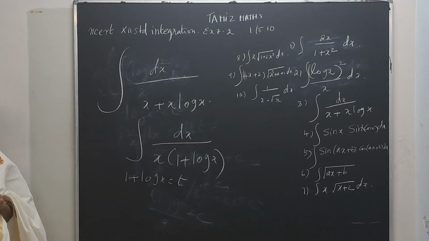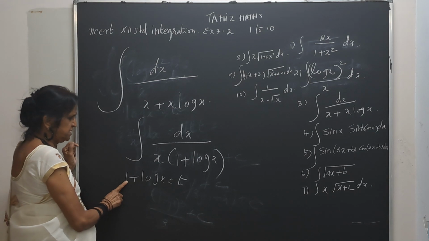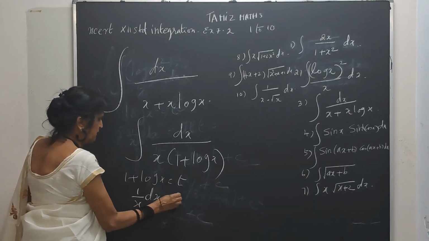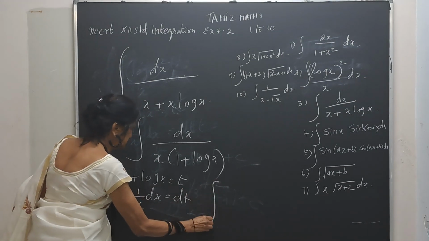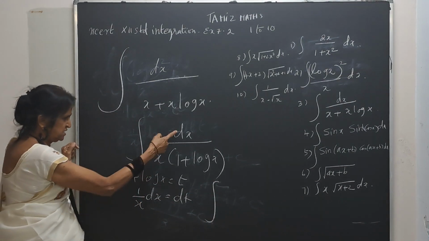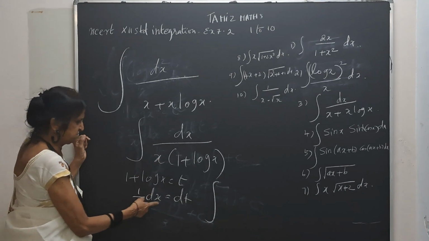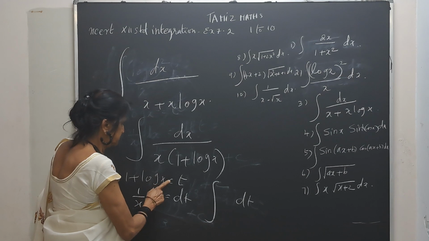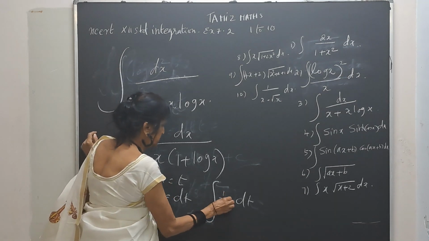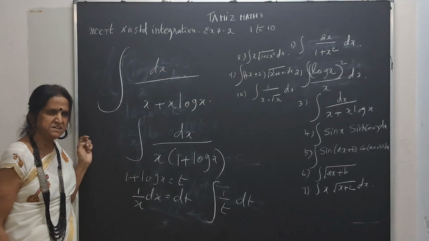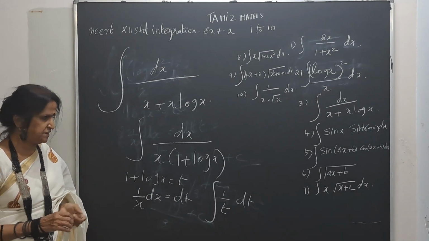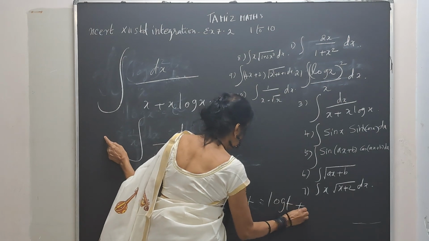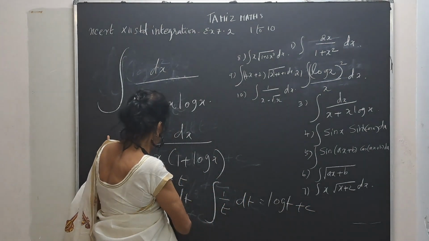Differentiate both sides. Derivative of 1 will be 0. Derivative of log x will be 1 by x dx and that will be dt. So this is integral x and here dx, dx by x, that is dt. And 1 plus log x is t. So it's 1 by t. What is 1 by t? Log t. So this is log t plus c. But what is t? 1 plus log x.